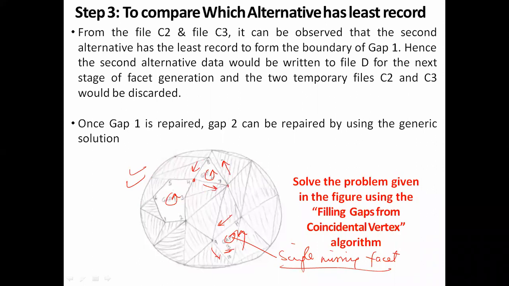The second option is 7 to 8, 8 to 4, 4 to 5, 5 to 6, 6 to 1, 1 to 2, 2 to 3, and 3 to 4. That is the other option. Then again 4 to 7, the loop becomes complete. So one option is you go 6, 1, 2, 3, 4, 7, and the loop is complete. Or the second option is 7 to 8, 8 to 4, 4 to 7. So you have two options, and definitely this option is going to have the least number of edges. Only three edges are there.